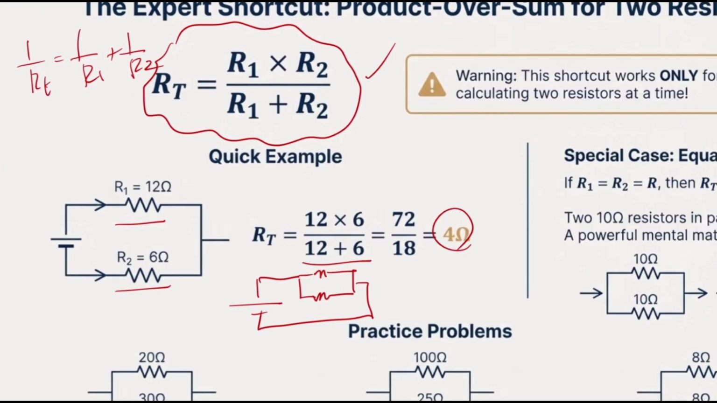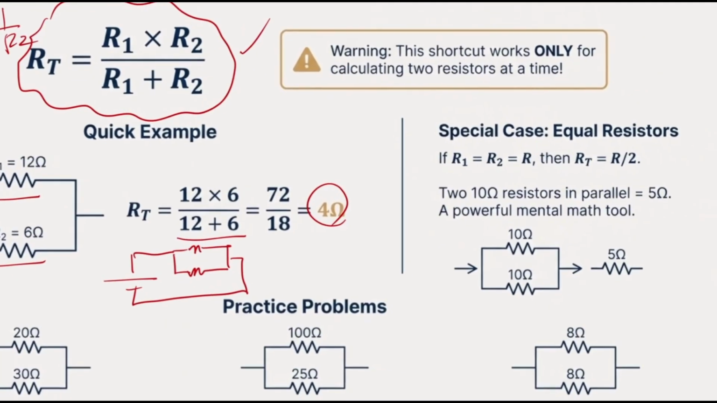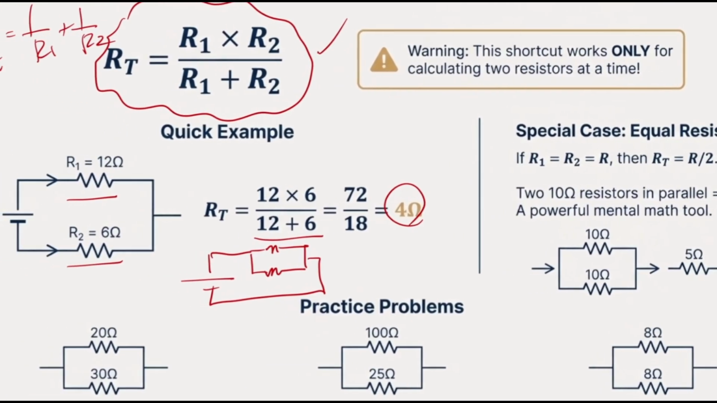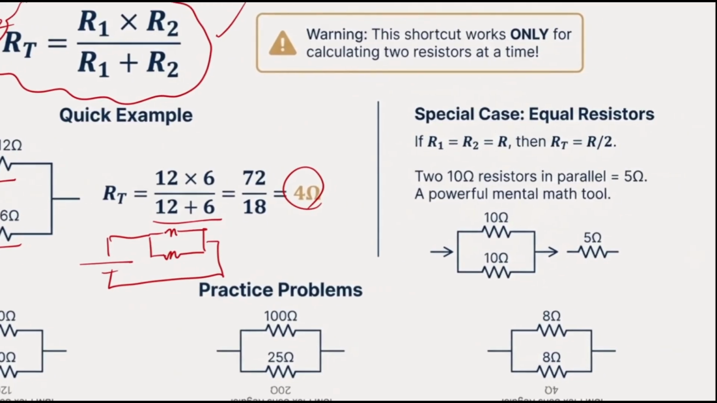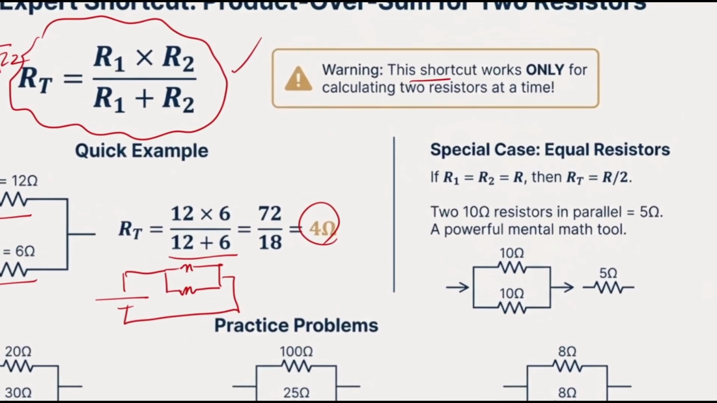So at this point, I do have 4 ohm itself. A 4 is going to be less than my smaller number, which is 6, so it is right. Again, remember, this shortcut only works for calculating 2 resistors at a time. 3 resistors? No. Only 2 resistances at a time.